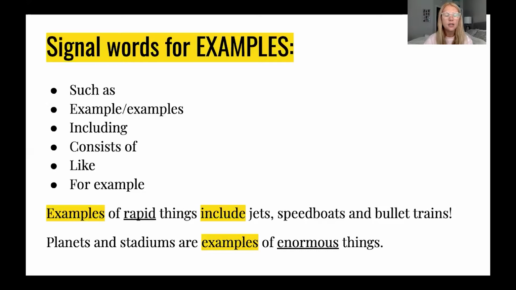Our next sentence, planets and stadiums are examples of enormous things. So in this sentence, our signal word is examples, and our focus word, our unknown word, is enormous. Planets and stadiums are the examples included for us to connect to our word enormous. So these are examples of things that are enormous. Planets and stadiums. So through the context clues in this sentence, we could gain the understanding that enormous means big.